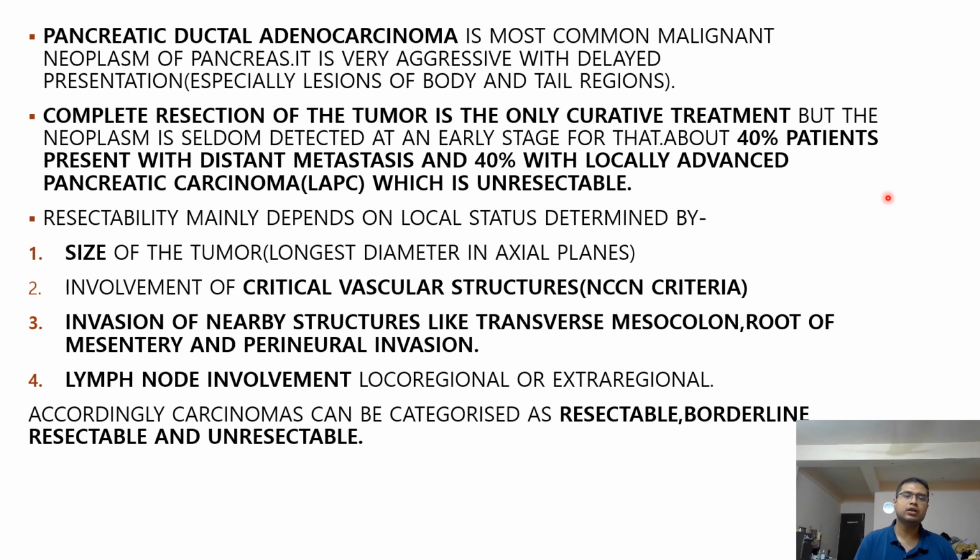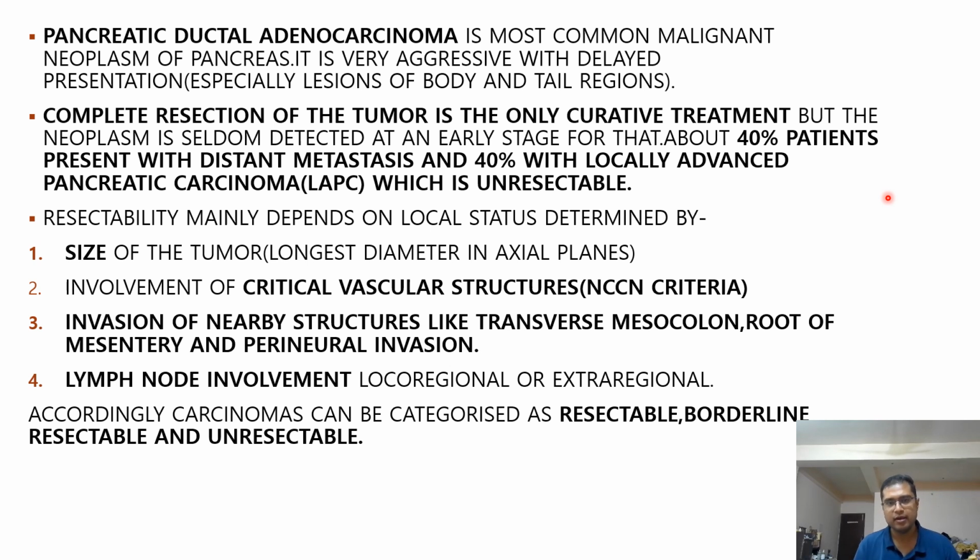The four important status determining criteria are: one is the size of the tumor, which is the longest diameter in the axial planes. Second is the vascular structures, which is the most important NCCN criteria. Third is the invasion of the nearby adjacent structures like transverse mesocolon, root of mesentery, and perineural invasion. And fourth is the lymph node involvement, whether it's locoregional or extra-regional lymph nodes. So accordingly, the carcinomas can be categorized as resectable, borderline resectable, or unresectable.